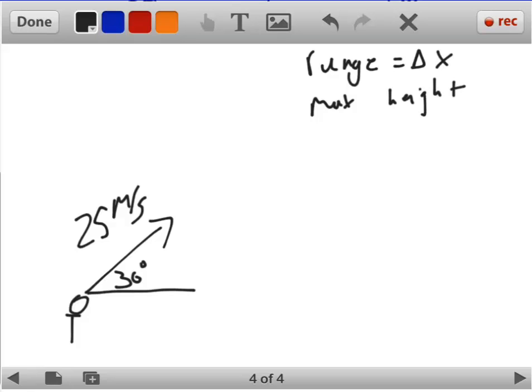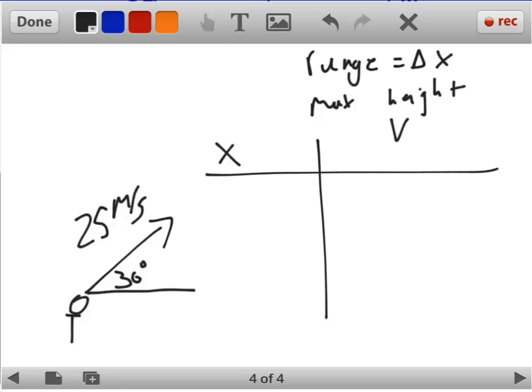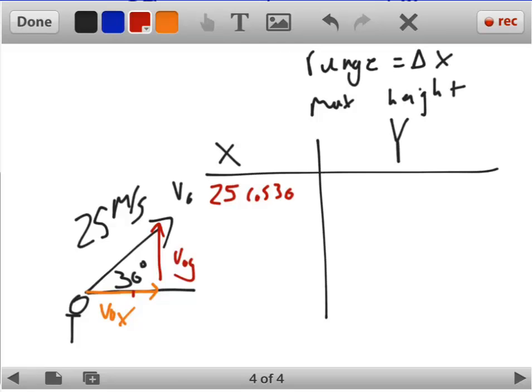Okay, well, it's just like before. I have to consider x and y separately. So I've got to find my x values, and I have to find my y values, and I have to keep them independent. Okay, so initial velocity in x. Okay, so then I've got this triangle, right? This is v naught x. We've got this leg of the triangle. This is v naught y. And I'm just going to break this up into vectors. So v naught x is 25 cosine, because this is the adjacent side, cosine 30. v naught y is 25 sine 30. It's the opposite side. Okay.